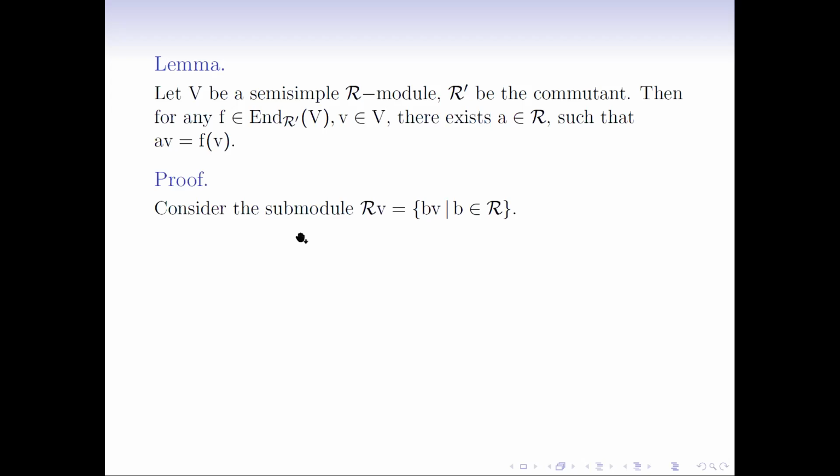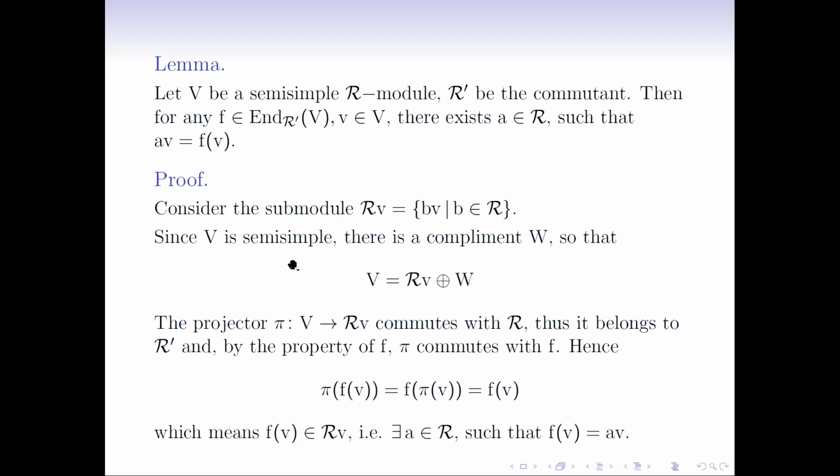Let us prove this. The proof is not that tricky, but still kind of instructive. So let's consider the submodule RV, which consists of all vectors of the form BV for B elements in R. So this is the linear span of the vector V by the action of R. V is semi-simple by the third equivalent property. There exists a complement, so that V equals RV plus the direct sum W.